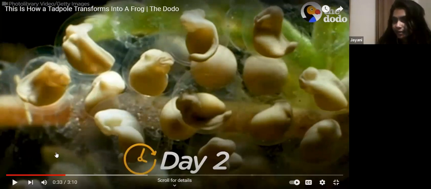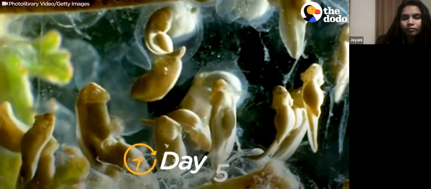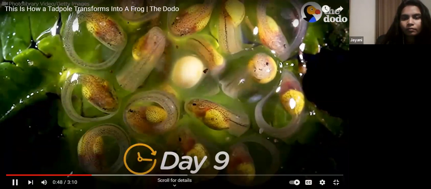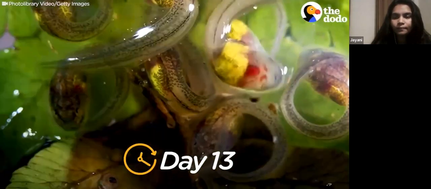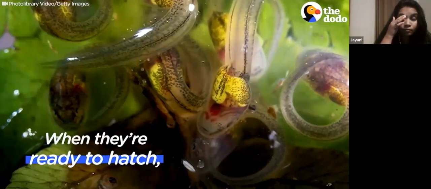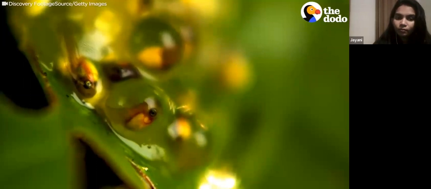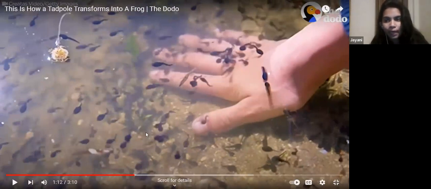Now, initially they had eggs, right? Egg stage. Now, this is how they develop into tadpoles. Now, this is the stage of tadpole. This is the tadpole stage, right? Now, the eggs become the tadpole stage.